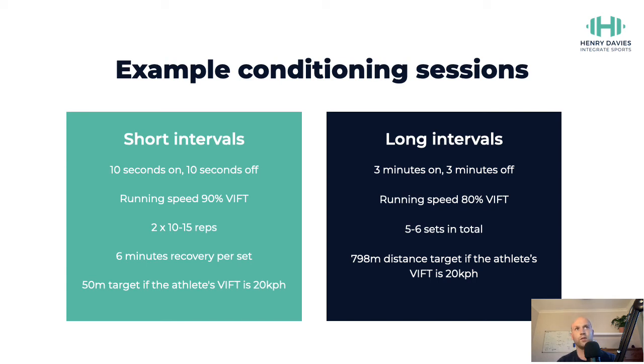On the left-hand side here, we've got a short interval session, which is the exact one I've just explained. 10 seconds on, 10 seconds off at 90% of the VIFT score. So, for example, if the athlete's 20 kilometer per hour score from a 30:15 is taken into account, they would have a 50 meter target. And the volumes and recoveries around this sort of session can look something like 2 sets of 10 to 15 reps with 6-minute recovery per set.